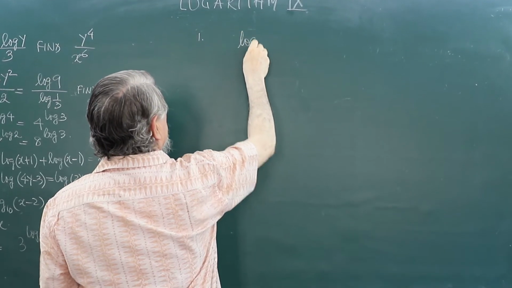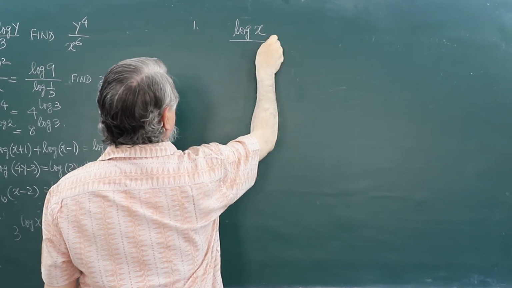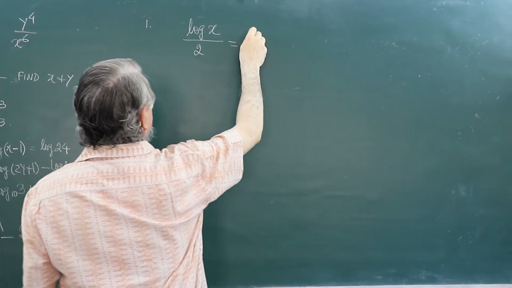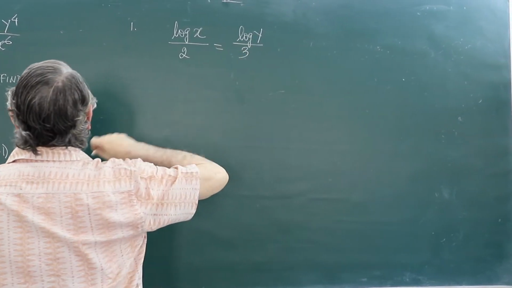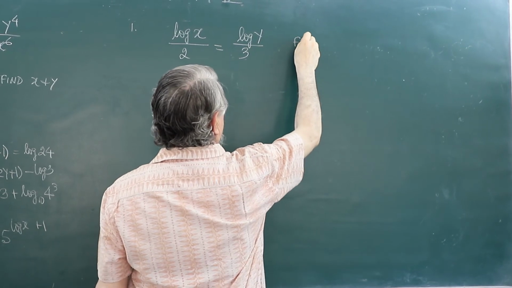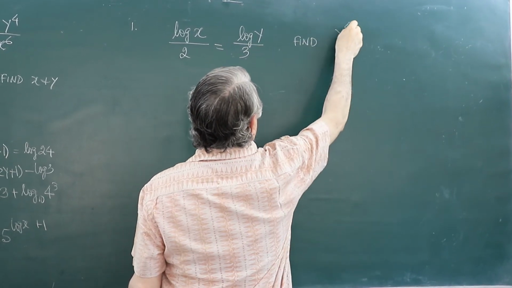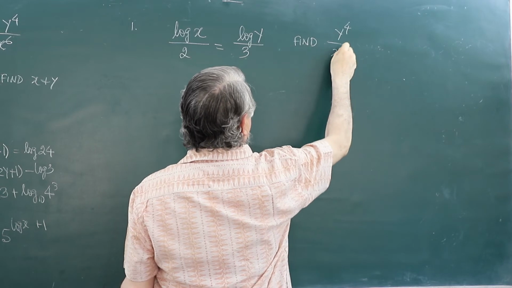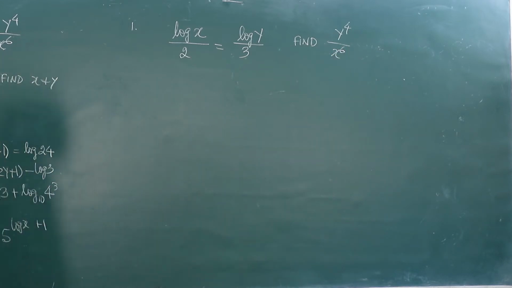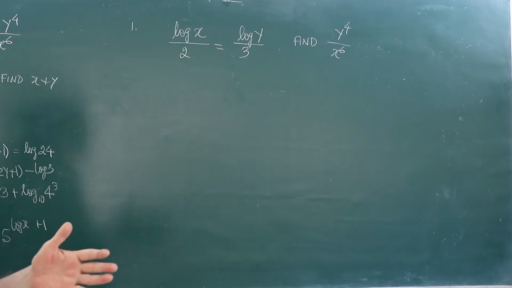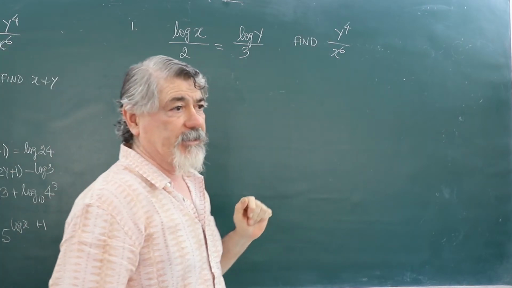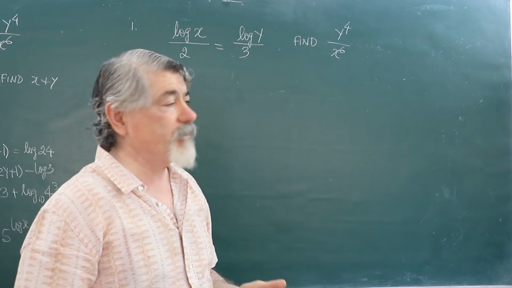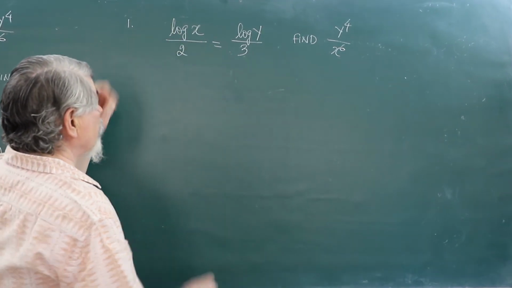log x upon 2 is equal to log y upon 3. We have to find the value of y to the power 4 upon x to the power 6. You can clearly see that we have to remove log from here because we want the answer in terms of y4 upon x6. So we have to remove the logarithms. So let us cross multiply.